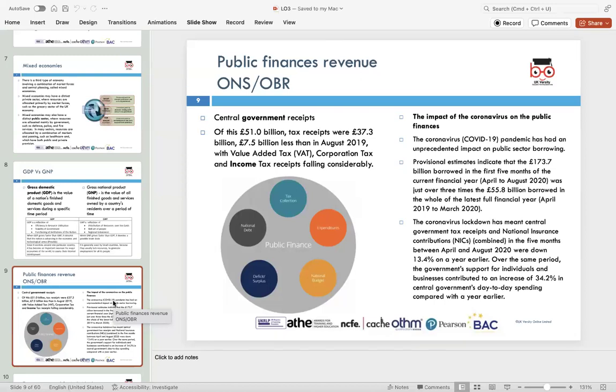Lockdown caused by the coronavirus had a substantial impact on the central government's tax receipts and national insurance contributions, which fell by 13.4% in the 5 months between April and August 2020.